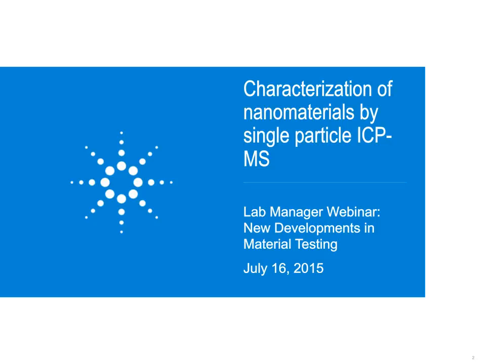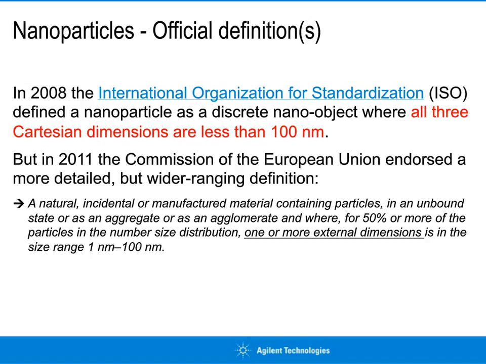So first of all, let's talk about the definition of nanoparticles. There's been interest in nanoparticles for quite a number of years now, and as a result, in 2008, the International Organization for Standardization, or ISO, defined a nanoparticle as a discrete nanoobject where all three Cartesian dimensions are less than 100 nanometers.